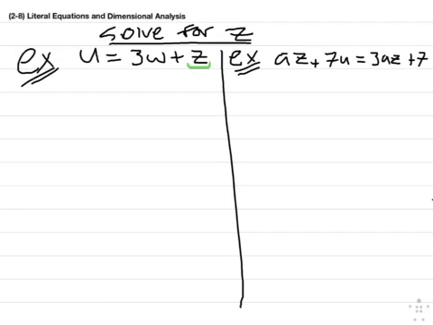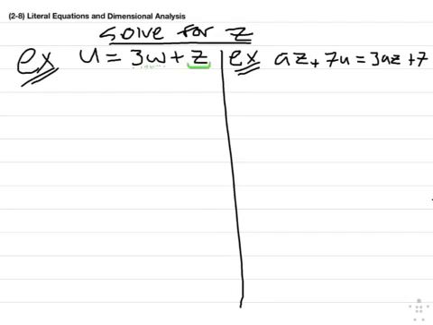Okay, but my question to you is, what is happening to z, and how can I get rid of the things that are happening to z? That's going to be essentially your question every single time. So let's see. All right, well, we've got this 3w over here plus z. Remember, these are just numbers when you put in a number for w, a number for u, and a number for z. So they're just numbers, so we can treat them similarly.